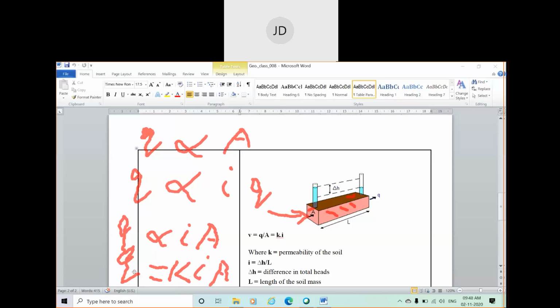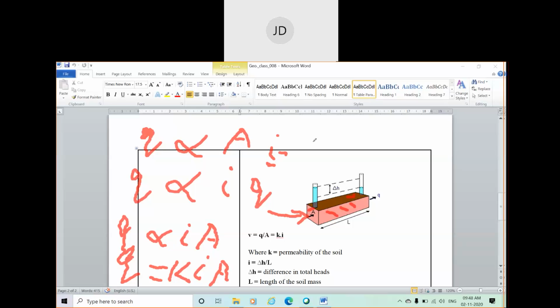So this is the equation proposed by Darcy: Q is equal to KIA. Here Q is the discharge per unit time, or rate of flow, or rate of discharge, whatever you say. We'll discuss K later on. First, I is the hydraulic gradient, and hydraulic gradient can be written as I is equal to H by L, isn't it?